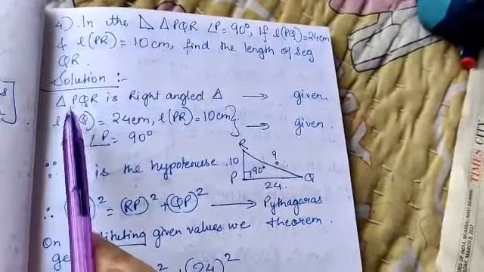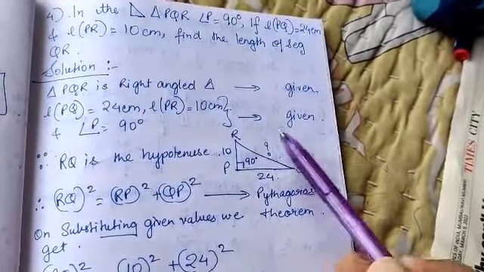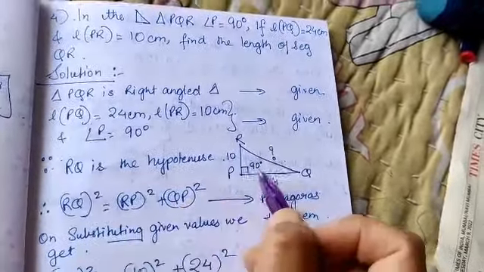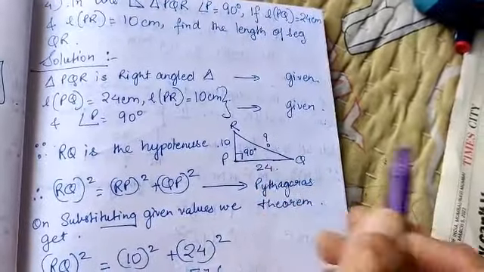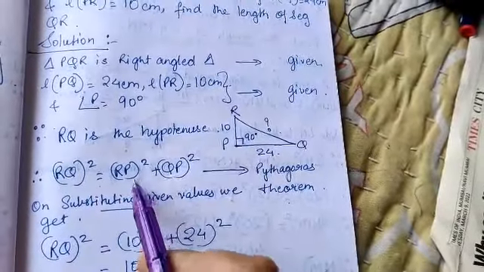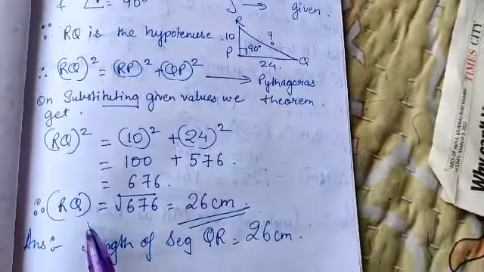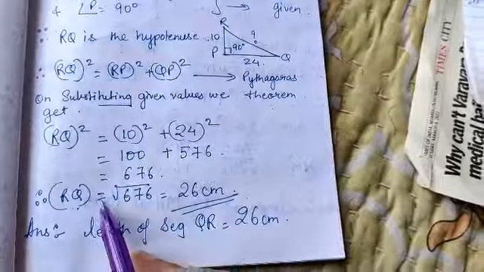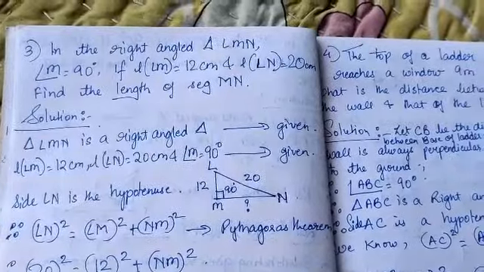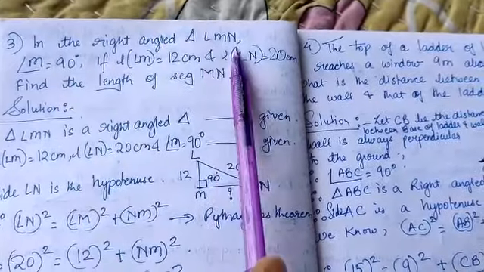Now here they have told us that triangle PQR is a right angle triangle which is given. They have also given us the measurements, so we'll write it and put it as given. We'll state that side RQ is the hypotenuse because it's the side opposite to the 90-degree angle. Now as per Pythagoras theorem, hypotenuse square is equal to the sum of the squares of the other two sides. When you solve this by substituting the given values, we find out that the length of RQ is 26 centimeters.